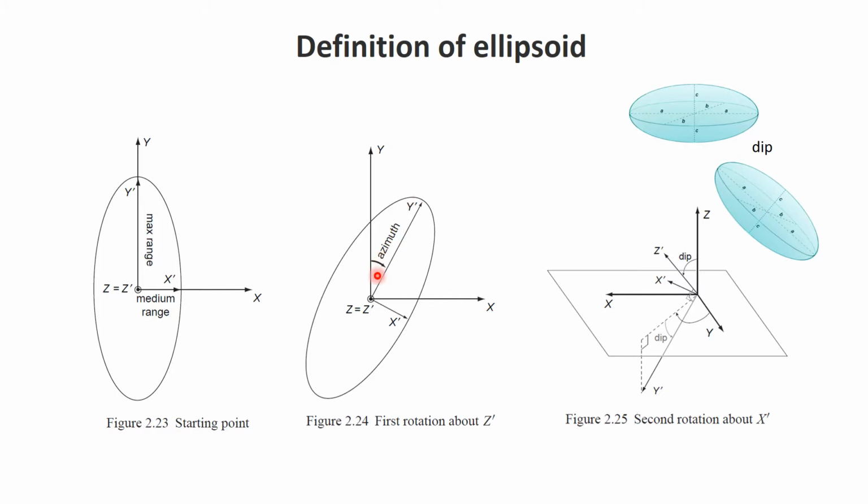So important is therefore that in 2D you need to specify 3 parameters, which is the length of this axis, length of this axis, and then the azimuth angle. In 3D, in most cases, we need to specify only 5 of the 6 parameters, which is A, B, C, and then the dip and the azimuth.